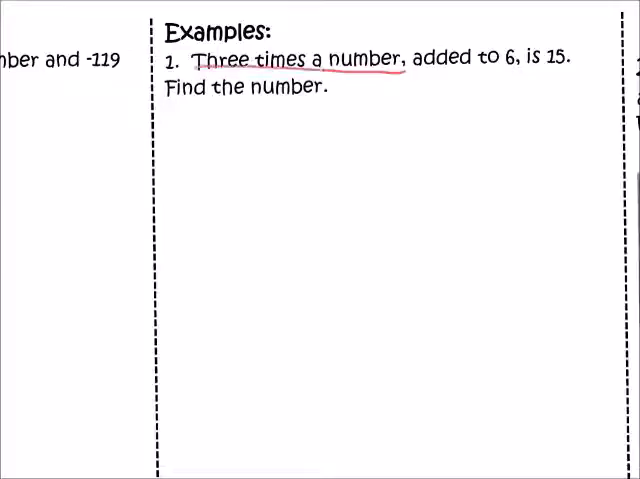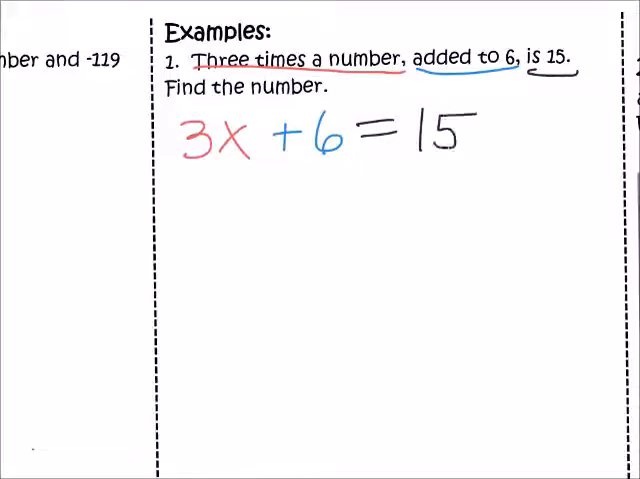So it first says 3 times a number. So we want to identify that algebraically. So 3 times a number, we don't know what the number is, so we'll call it x. And then it says added to 6. So we're going to add 6. And then it says is 15. Is the same thing as equals 15. So we just wrote an algebraic statement to replace that information, and so now we can solve it.